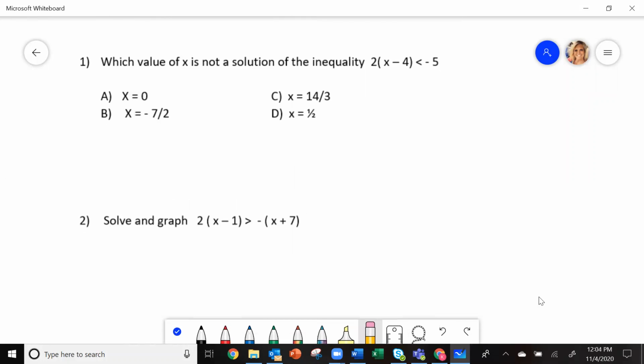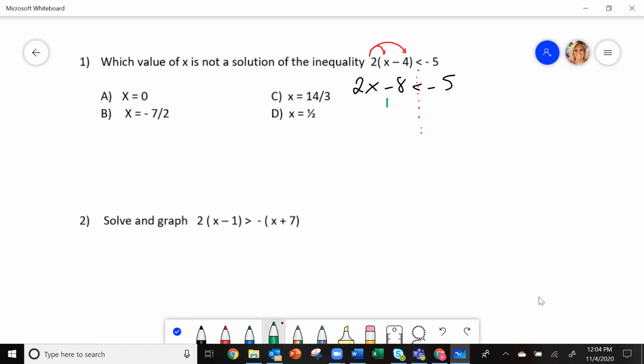On the first one, it says which value of x is not a solution of the inequality? Well, first let's go through and solve it and find out what the solution is supposed to be. At the inequality, I'm going to draw a dotted line. You should have done the distributive property first. 2 times x is 2x. 2 times -4 is -8, less than -5.